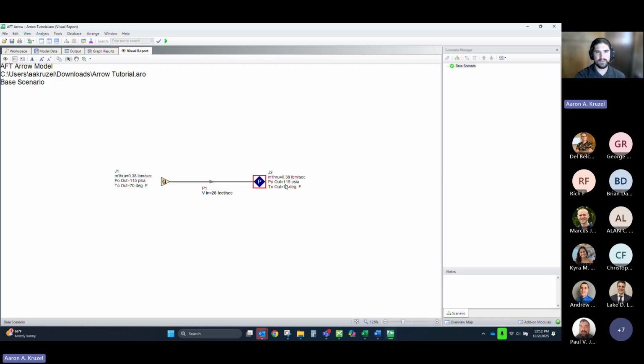So here I have some preset conditions that show my outputs. Based on this, we're getting a mass flow of 0.38 pounds per second. We have a pressure out of 115 psi, which is 100 psig, and the same output pressure. So we're getting almost no loss through this actual pipe because we're going at a slow enough velocity where it's not slowing itself down by losing energy to the pipe itself.